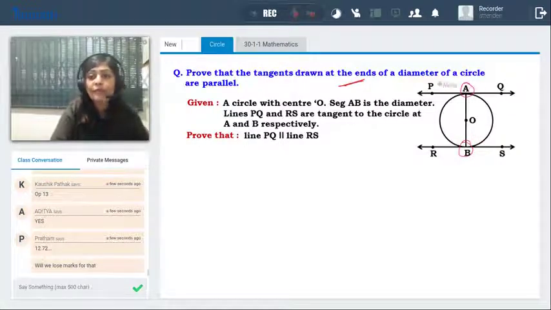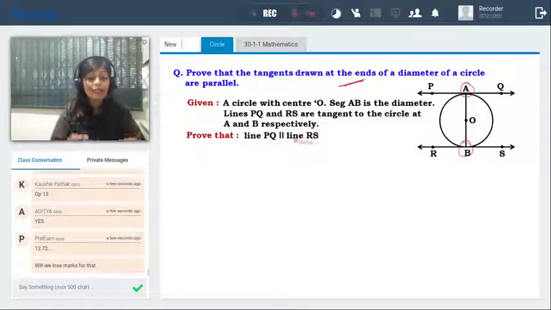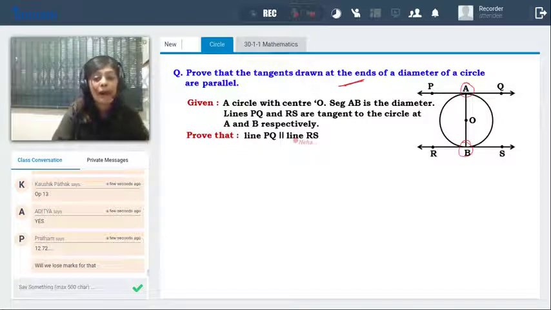Yes, and you have two tangents passing through A and B. So your tangents are PQ and RS. You need to prove PQ and RS parallel. Now students, let's go back. Forget the circles chapter. Let's go back to our basics. If we need two lines to be parallel to each other, what do we need to prove?